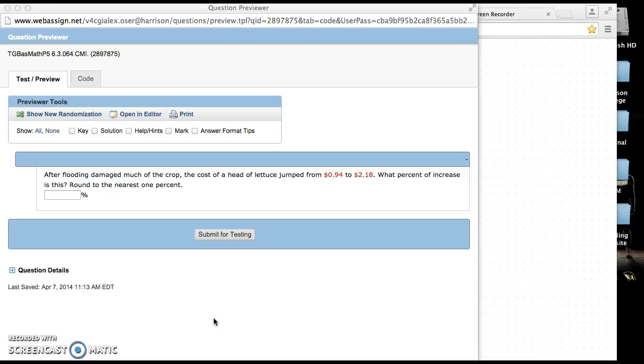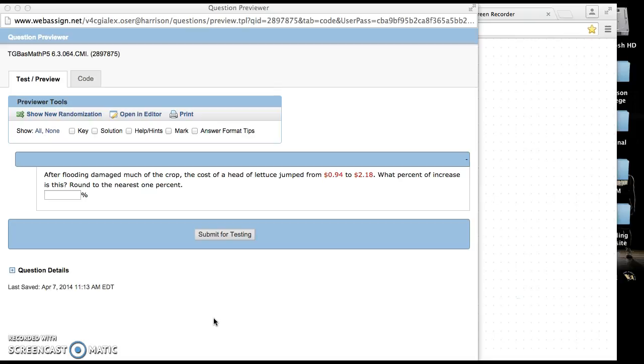All right, so let's take a look here at number 27 from the week 9 homework. So the problem reads as follows. It says, after flooding damaged much of the crop, the cost of a head of lettuce jumped from $0.94 or 94 cents to $2.18. So what percent of increase is this? Round to the nearest 1%.